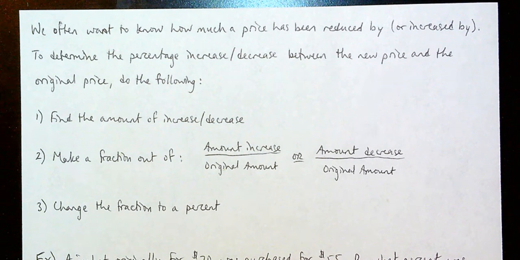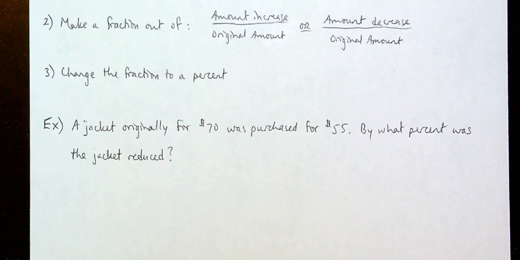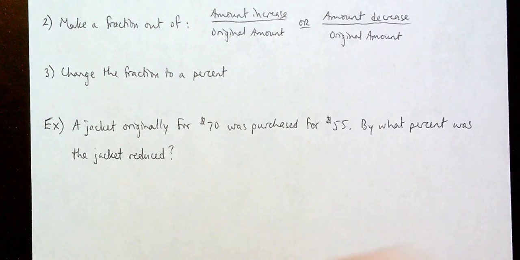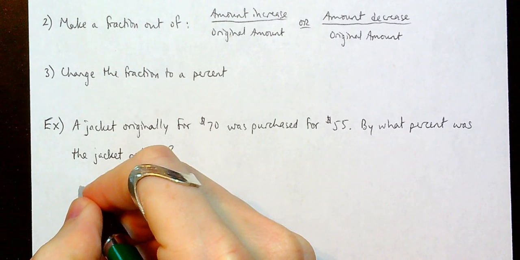So a jacket that was originally listed for $70 was actually purchased for $55. By what percentage was the price on the jacket reduced? So obviously we know that this is going to be a percent decrease because we paid less than what the price was. So how much did the price go down?